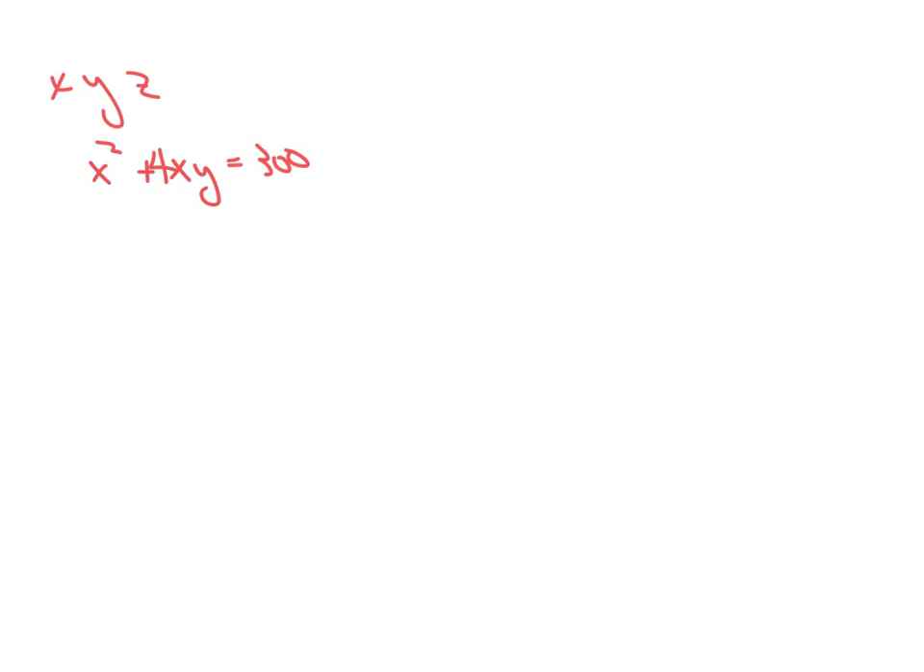All right, so the volume of the box is going to be x squared y equals 500. So that gives us the system of our first equation and then our volume.